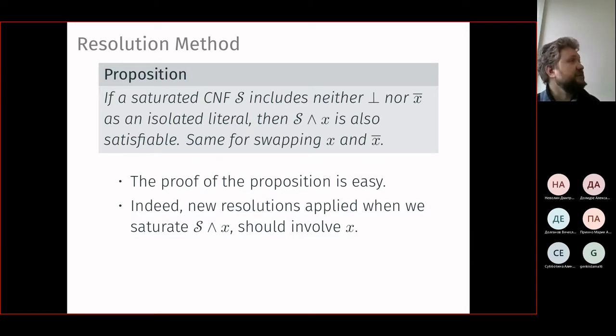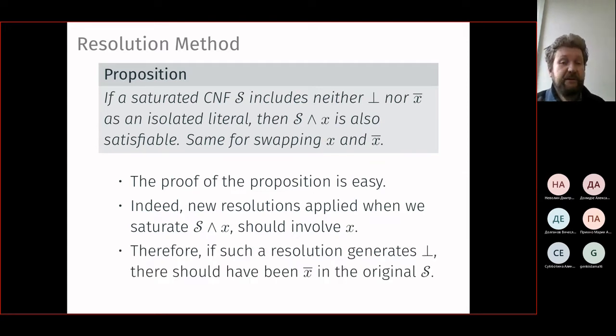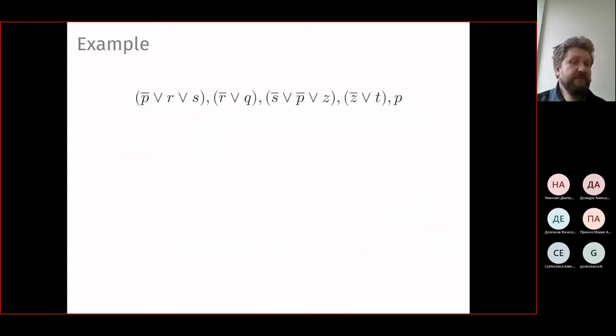This procedure alters satisfiability. It's new, x doesn't follow from the original CNF. And therefore, if such a resolution generates false, then there should have been the negation of x in the original S. And this is not the case. So this is an easy thing. And this is an example of how it works.